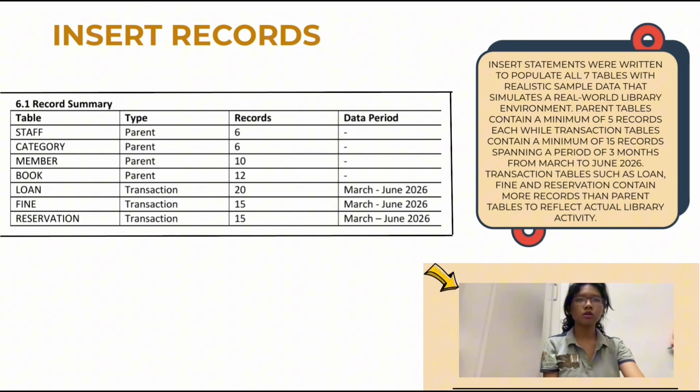All of these transaction records span a 3-month period from March to June 2026 to simulate real borrowing activity over time. The reason transaction tables have significantly more records than parent tables is because in a real-world library environment, multiple loans, fines, and reservations are being created on a daily basis. So having more transaction records makes the data more meaningful and useful for analysis and decision making, which ties directly into the queries we create in task 7.